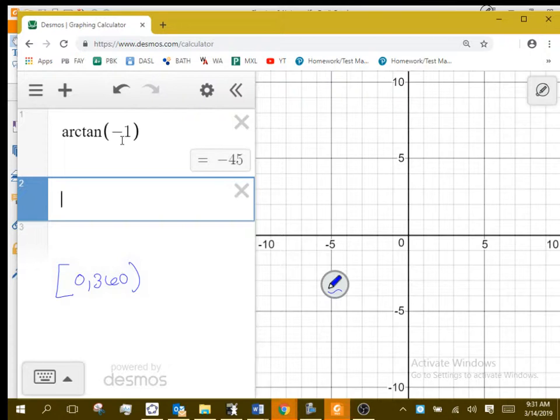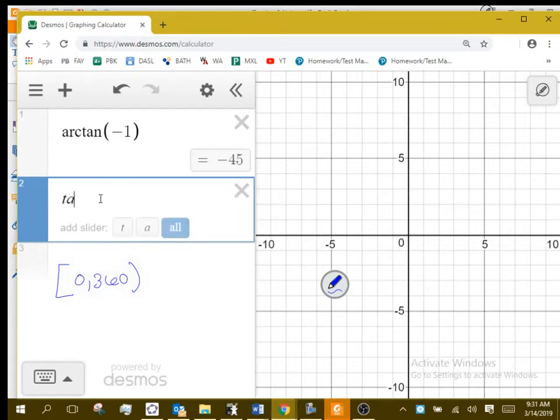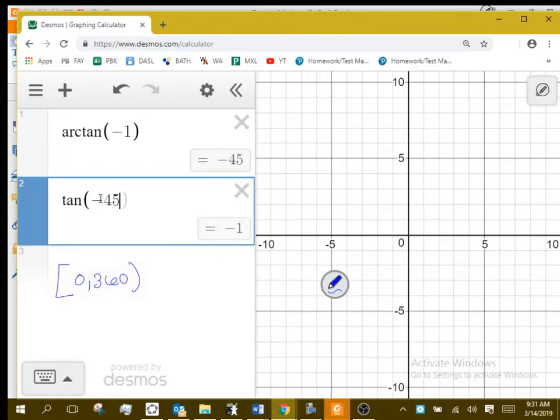No. But what is an angle that is coterminal with negative 45 that is inside this interval? 315, isn't it? Okay, think about this. If I take the tangent of negative 45, it gives me negative 1, right? That shouldn't make sense. Aren't these two things inverses? Take tangent negative 45, get negative 1. Plug that into the inverse as the input, get your original output, right? Okay? Or your original value as your output.